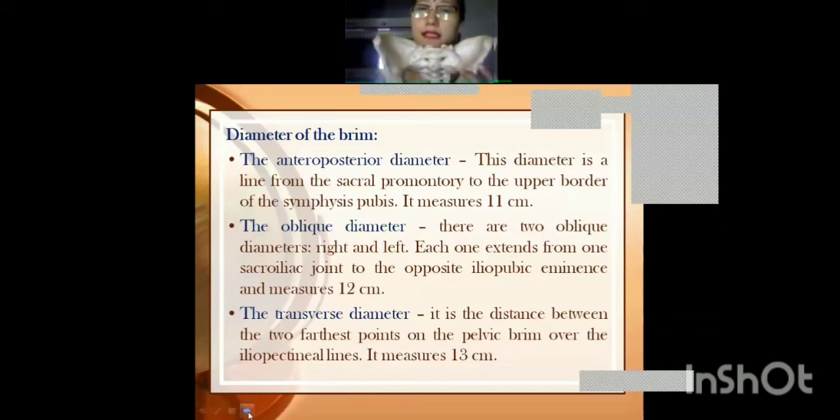Now let's see the oblique diameter. You will have the right and the left oblique diameter. It stretches from the sacroiliac joint to the iliopubic eminence. It is 12 centimeters. Now let's see the transverse diameter. It is the two farthest points between the two iliopectineal lines. It measures 13. So you can remember it as 11, 12, and 13. Those are the diameters in the brim.